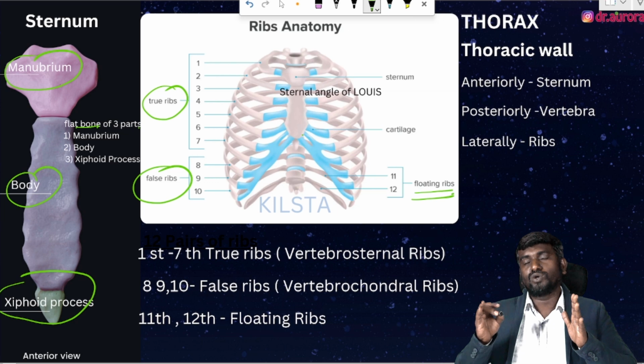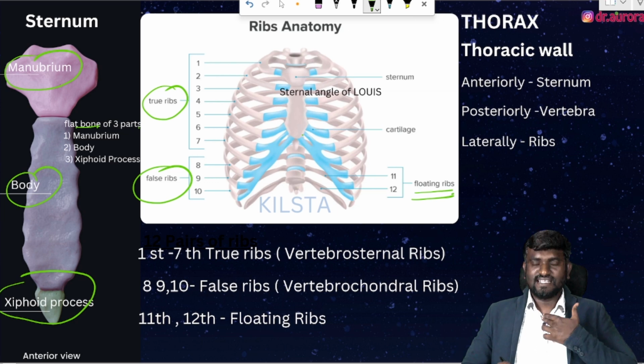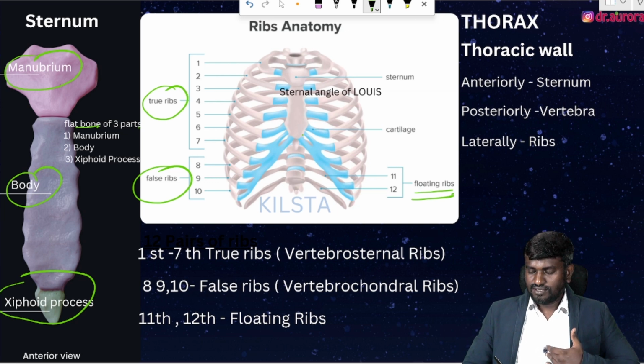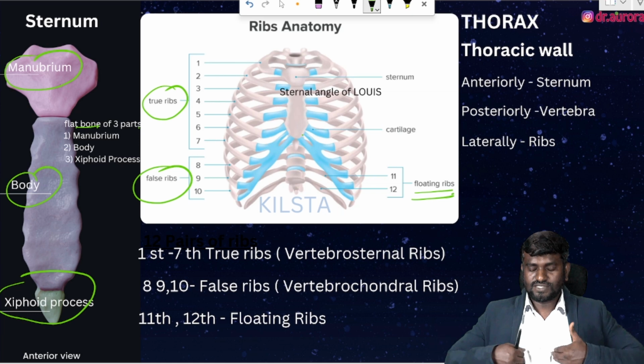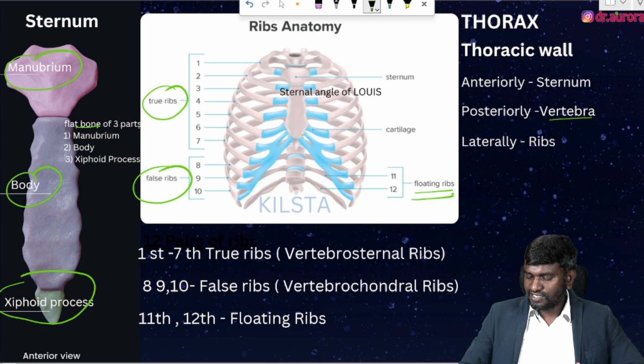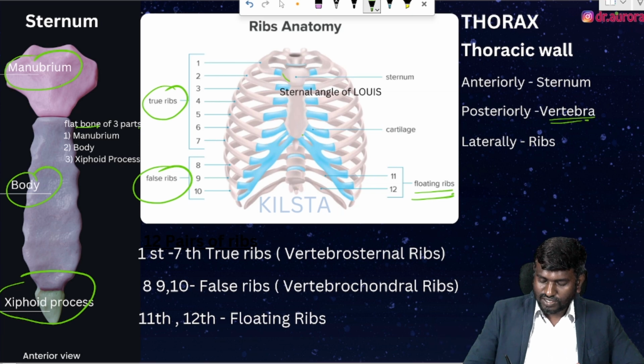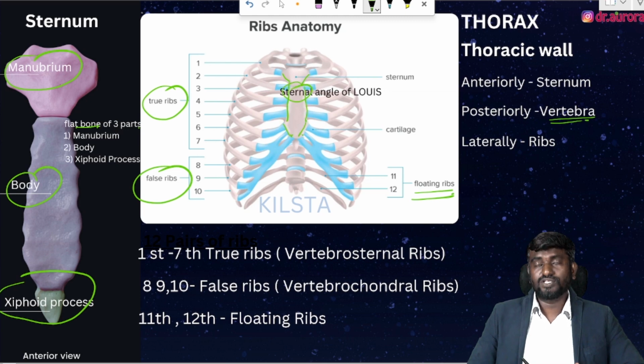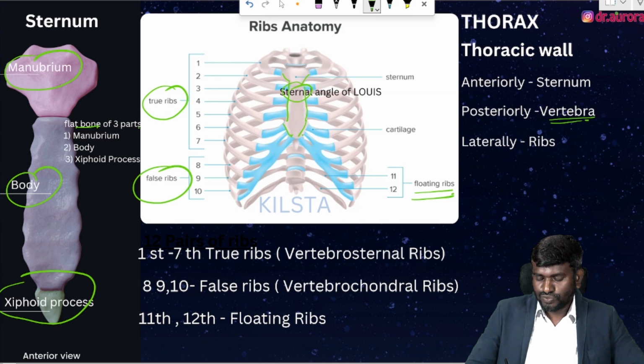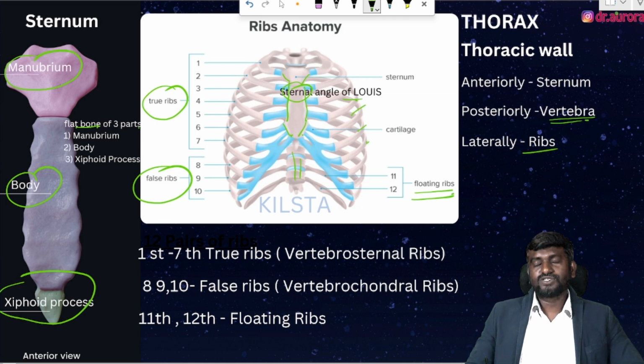Now, talking about the thoracic wall. Anteriorly, we have the sternum. Laterally, we have the ribs. Posteriorly, we have the vertebrae. Yes, to make it more clear, anteriorly we have the sternum. This region right over here is called the sternal angle of Louis. Posteriorly, we are going to have these vertebrae and laterally, we have the ribs. Good.